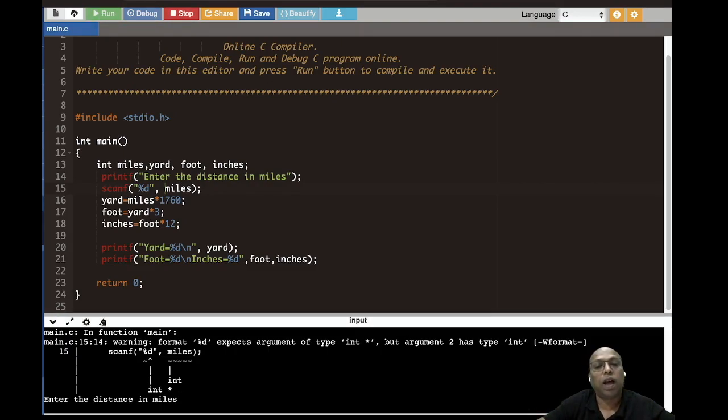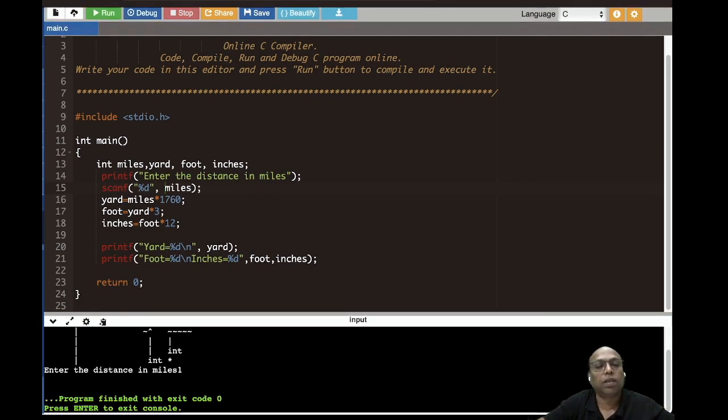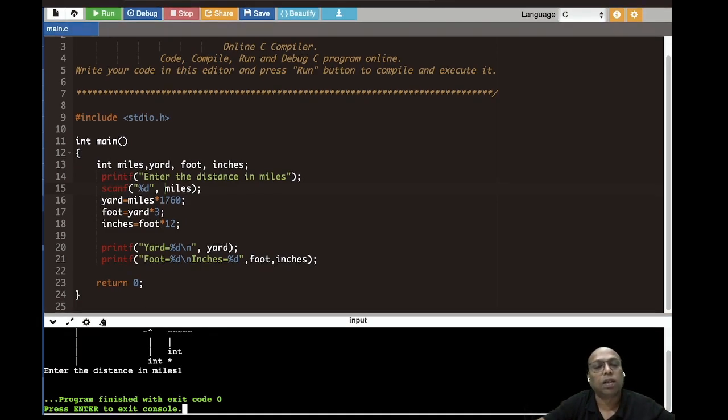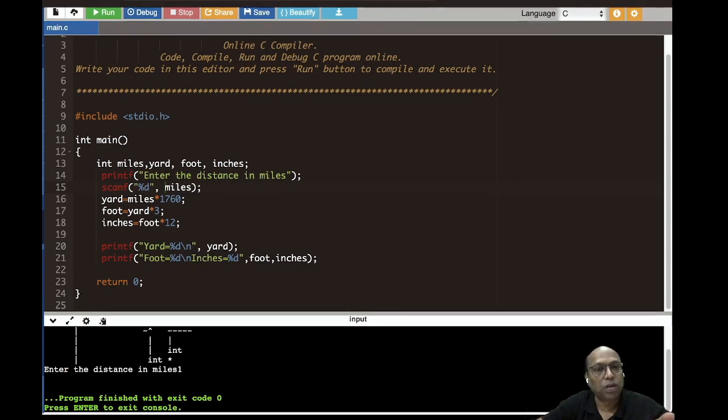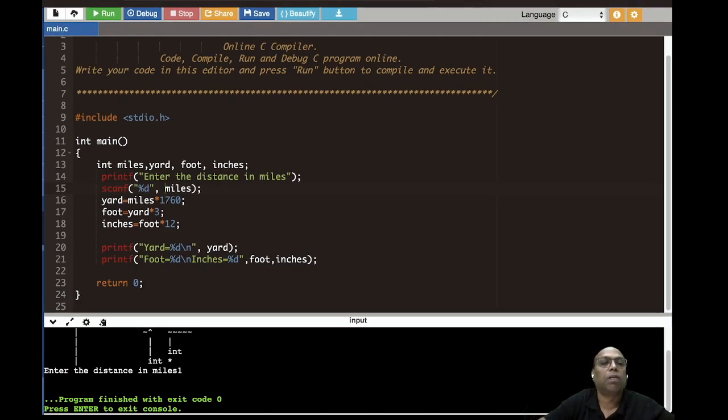Okay. See here. It's asking for the miles. I put one, but it is giving some distance in miles, nothing. It's giving no proper output. The reason for this is that when you scan, you need to provide the address of the variable, so you put an & sign, which is needed. Okay, so these are the things.